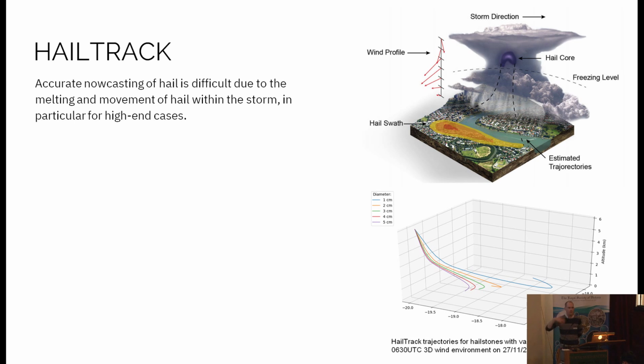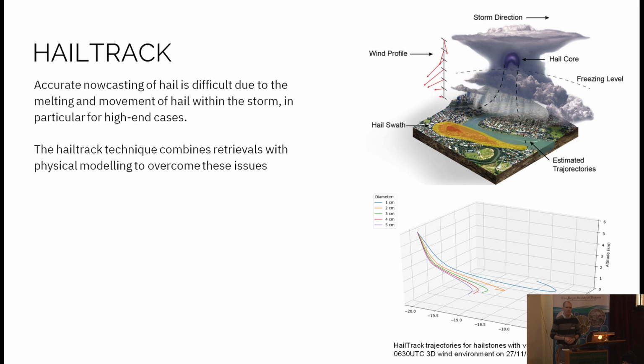Hail moves. There's a lot of wind in storms. It moves around the storm, and it also melts on its way down as well. So this creates a lot of problems for nowcasting hail, particularly at those really accurate fine scales, and particularly for high-end cases such as supercells. So the HAILTRACK technique combines physical modelling and multiple retrievals to overcome these issues.